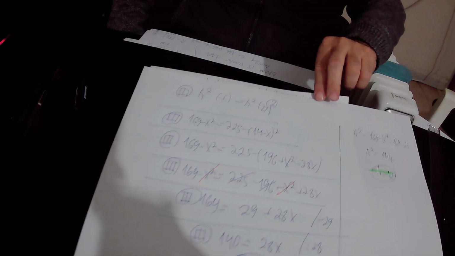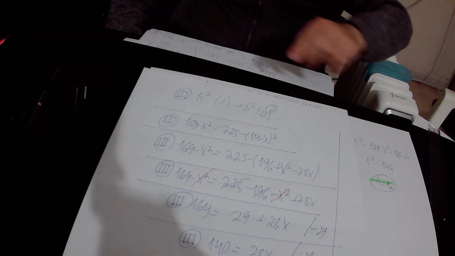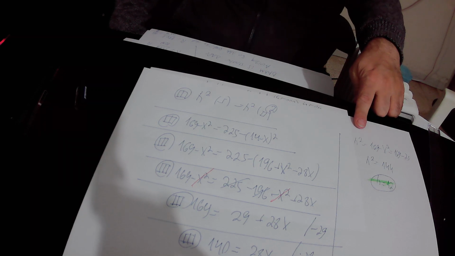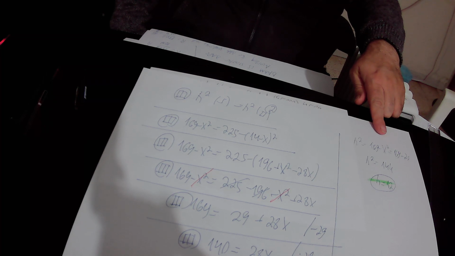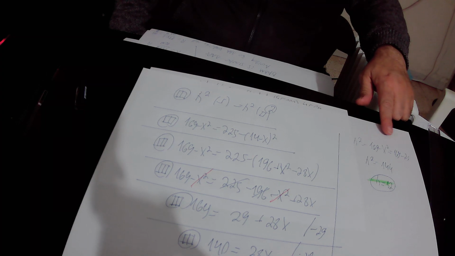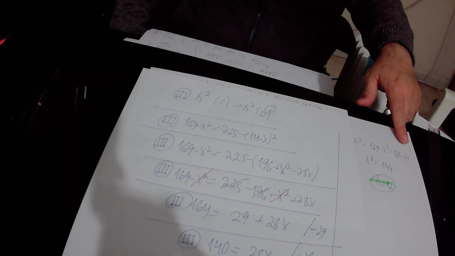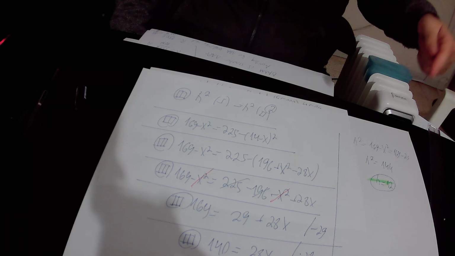Now we can substitute x in equation number 1 by 5. According to equation number 1, h square equals 169 minus x square. But x is 5, therefore x square is 5 square. So in total we get that h squared equals 169 minus 5 squared, that is 25. 169 minus 25 is 144. So in conclusion, we found out that h squared equals 144.